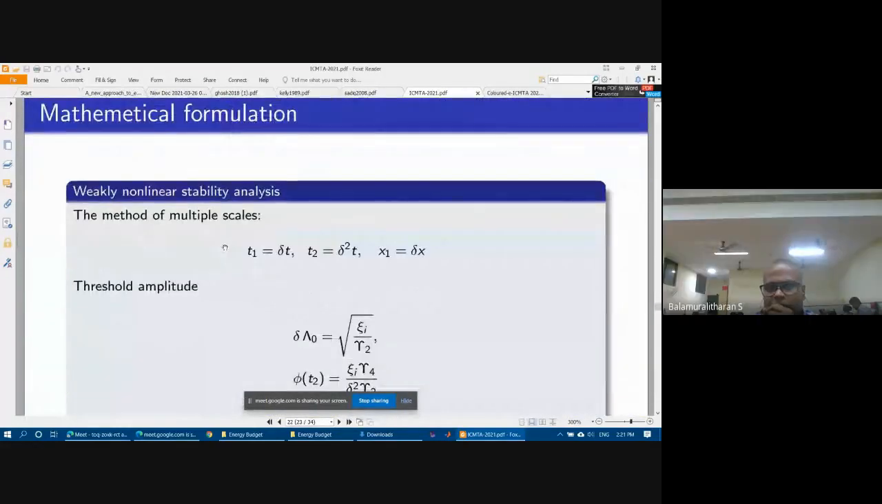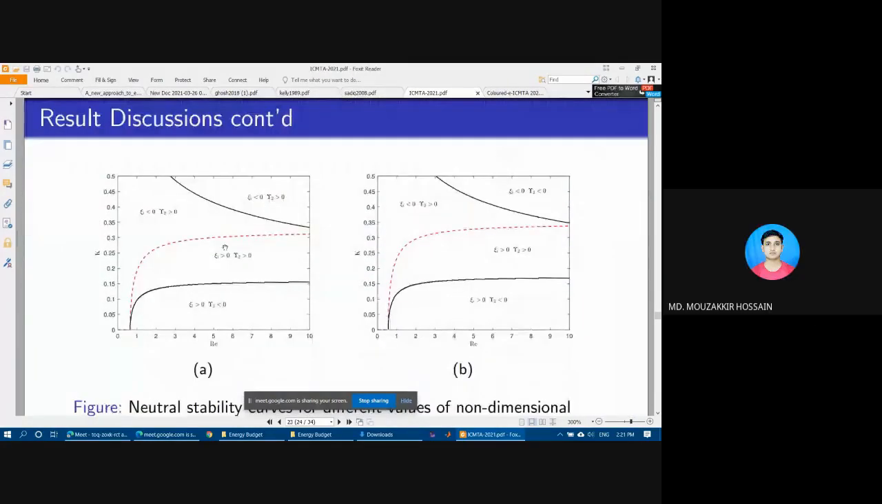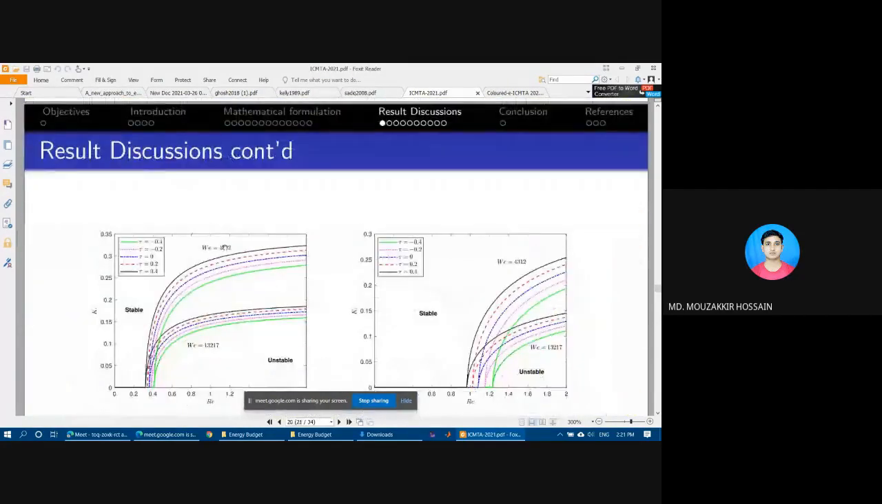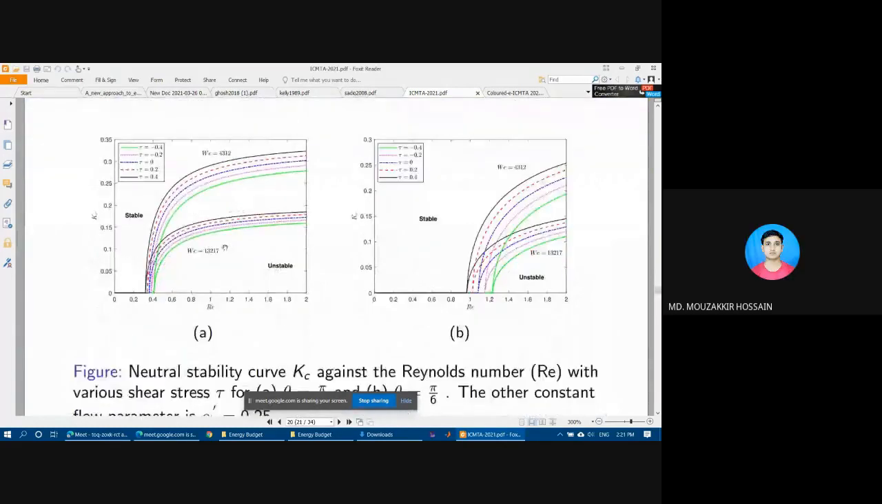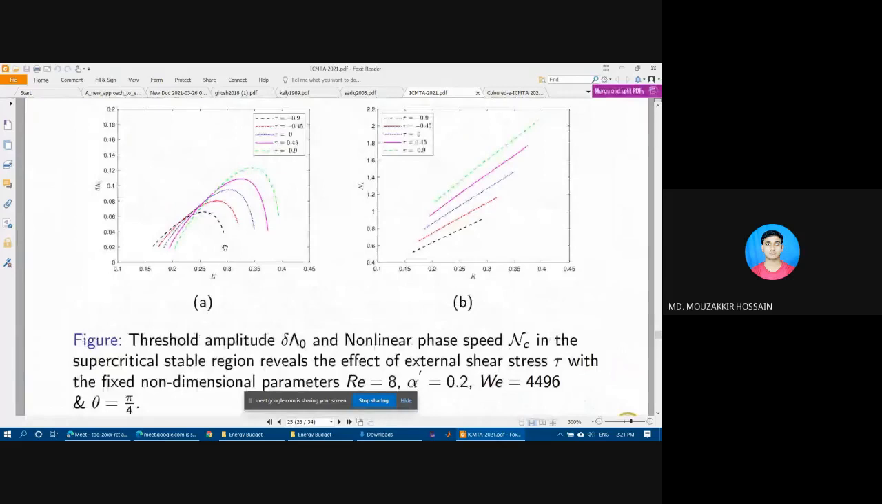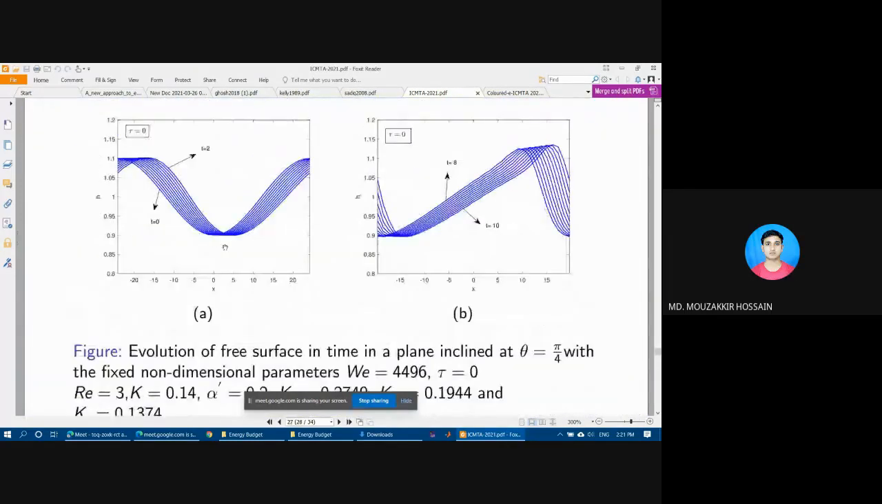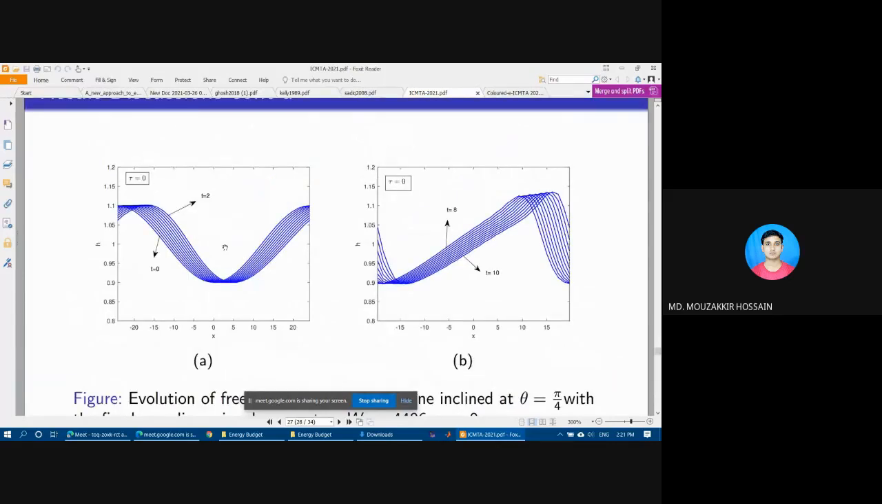Tell me the final conclusion. Okay, sir. These are some results. This is the critical Reynolds number, and some results inside the supercritical and subcritical zones: the threshold amplitude, then the nonlinear phase speed. And the main numerical result is the solution of the nonlinear deformation equation.